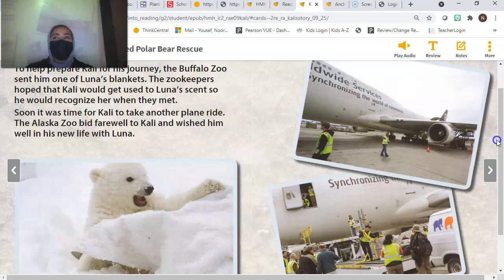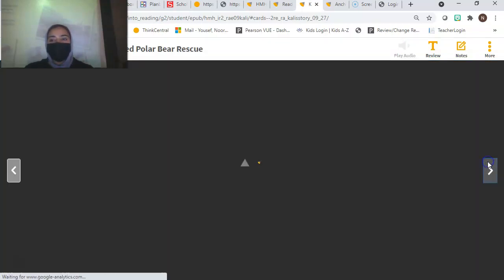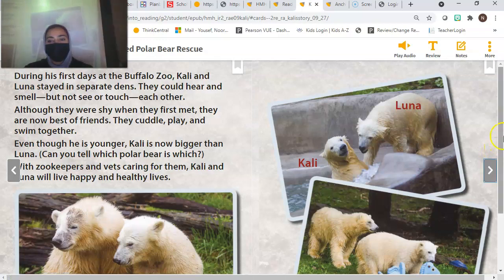Very good. So he can kind of know her when he gets there, so they don't fight, right? If they first get there and they put him in a cage with her all of a sudden, they might fight and not like each other. But if he starts to get used to her scent before he gets there, then when he gets there, he'll be familiar with who this is.